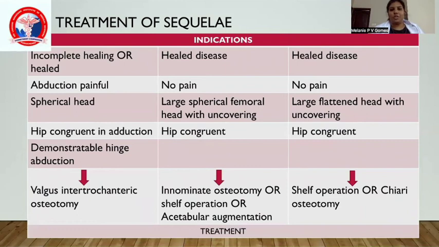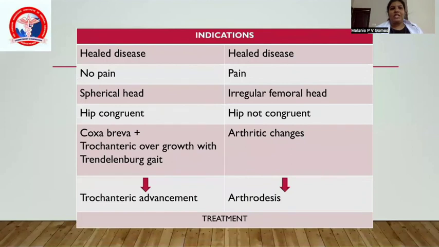Self-operational osteotomy or acetabular augmentation. Non-irritable hip, no disease, no restriction of power, hip abduction of 45 degrees, no pain, large flattened head with uncovered head, self-operational Chiari osteotomy, containment in that position.